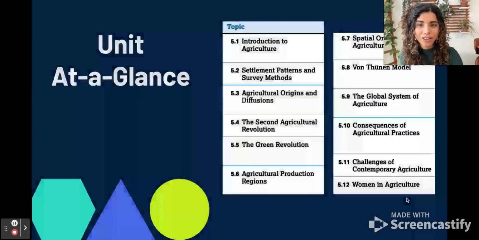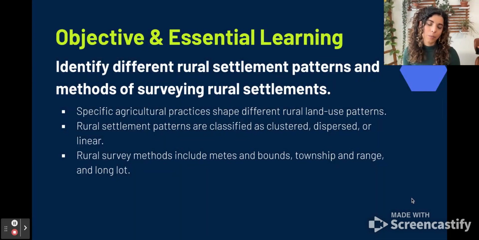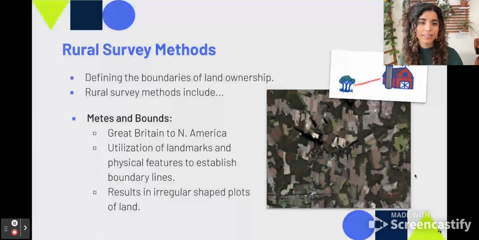So, we're going to be taking a look at the different ways that land is divided, split up, and organized. We need to be able to identify different rural settlement patterns and methods of surveying rural settlements. We do see a difference between rural settlement and urban settlement. We'll get to that in a later unit. For today, we're going to be looking at specific agricultural practices and how they shape different rural land use patterns, how these patterns are classified as either cluster, dispersed, or linear, and the different methods that are included in how to make sense and organize the space.